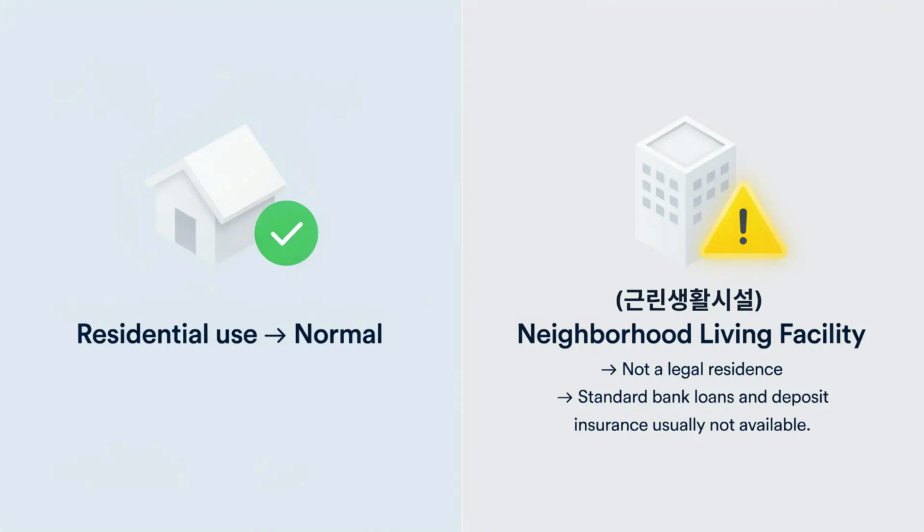The second thing to check is the building's purpose. If the document says neighborhood living facility, this space is not legally a residence. If you use the space primarily as a home, the law that protects tenants may apply to you. However, strict legal conditions apply.